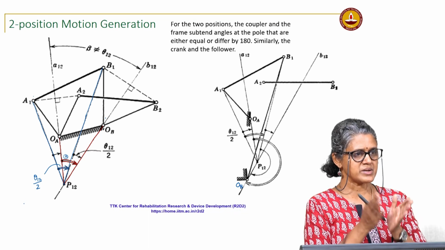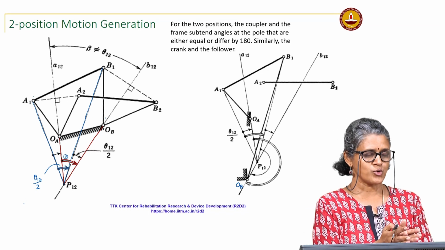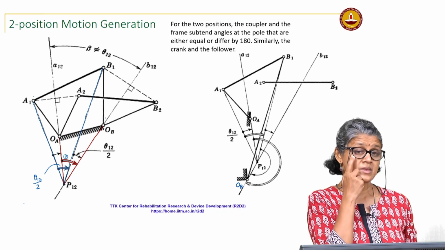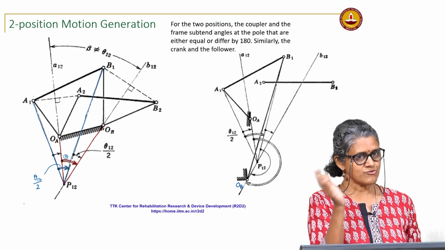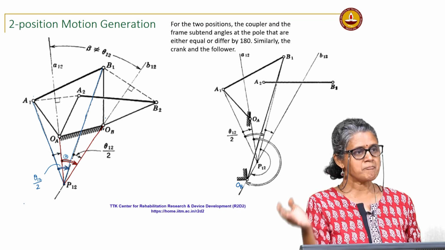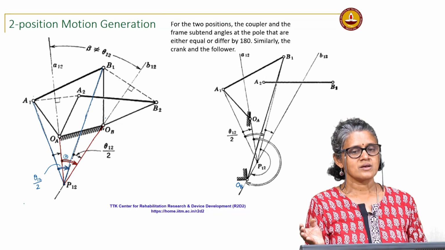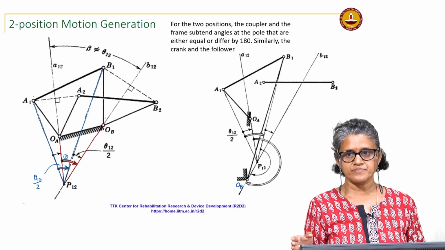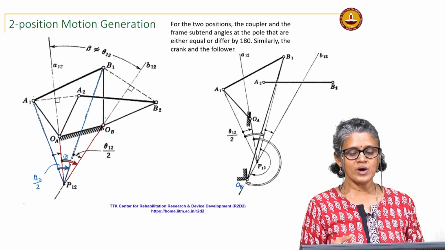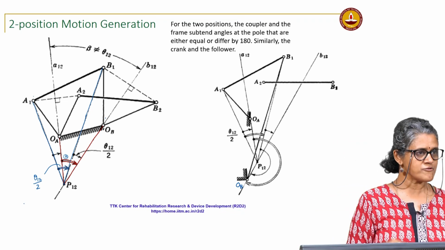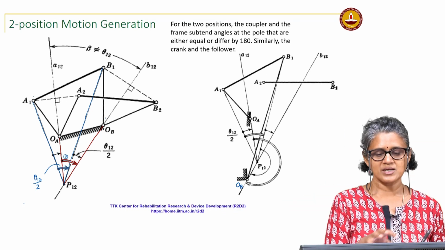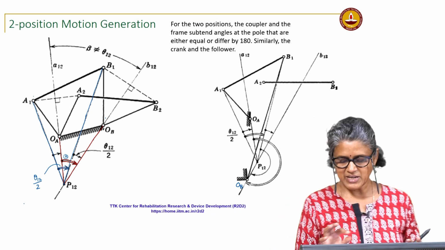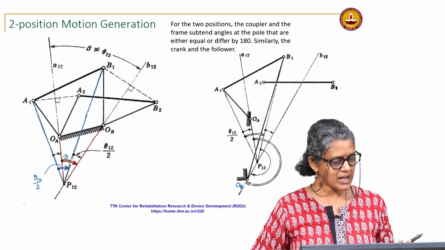The frame and the coupler subtend one angle at the pole that are equal or differ by 180 degrees. Similarly, for the crank and the follower. This is something we will come back to later, and we will use this for function generation synthesis. Okay. The poles give you a very elegant way of synthesizing for function generation, this fact about the pole. So, we will come back to that later, but I just wanted to mention it at this point.